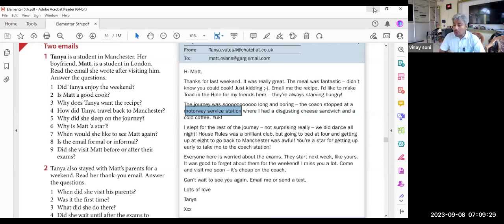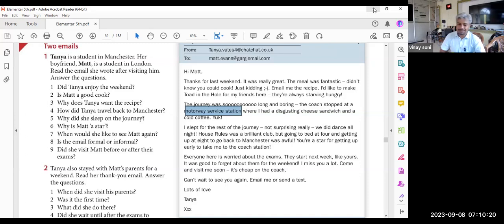Because they danced all night. When she was with her boyfriend, she did not sleep at night. She went to the club and danced there all night with her boyfriend. So if you dance all night, how do you feel the next day? Tired and sleepy. And if you are having a bus journey, don't you think you will fall asleep because you did not sleep last night? So the same thing happened. She says, I slept for the rest of the journey. Not surprising, really. We did dance all night. So naturally, I fell asleep and slept for the rest of the journey.